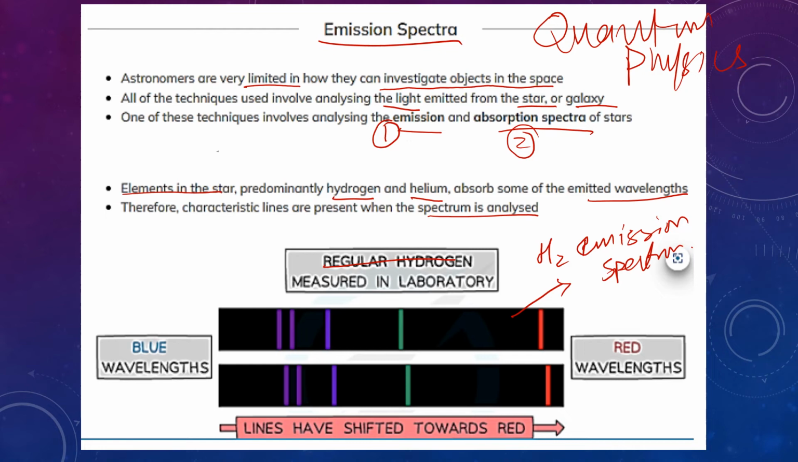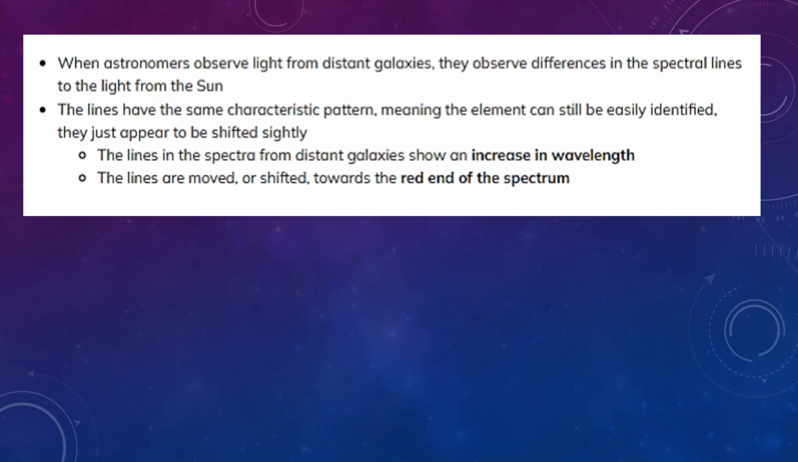Okay, so now when the same spectrum is observed from a distant galaxy, all the waves seem to be shifted towards the red. You can see that the bottom spectrum is shifted towards the red. So when it shifts towards the red, then they can analyze the distance.